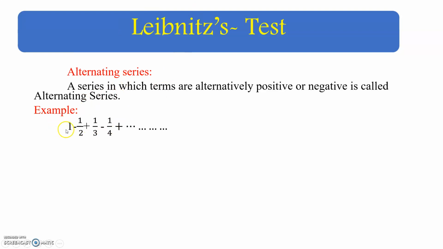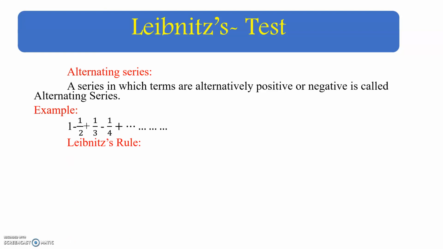First term is positive, second term negative, third term positive, fourth term negative. So likewise it will continue. Therefore it can have a combination of both the positive and negative terms. Therefore the series is called the alternating series.